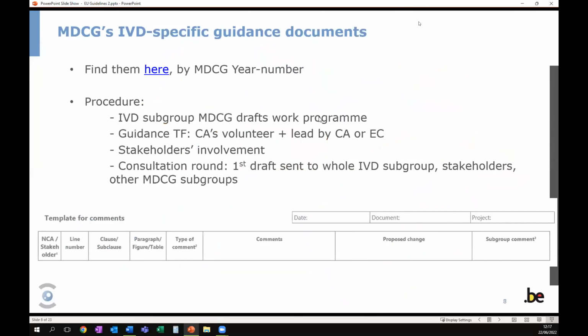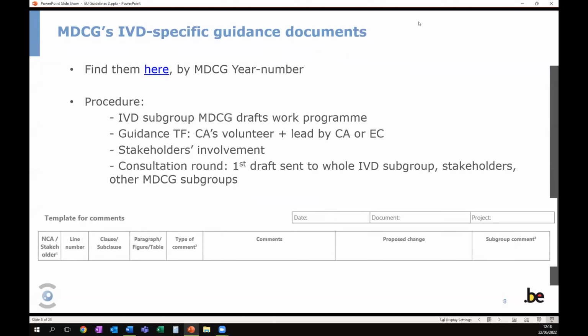So where can you find these guidance documents? I provided a link here, and they are always titled MDCG, then the year of publication and the number. So in terms of procedure, I focused now on the IVD subgroup of the MDCG. So this IVD subgroup has a draft work program, and in this work program, sometimes it's decided to work on a guidance document for certain topics. And what generally happens then is that competent authorities volunteer to cooperate on this. And these task forces are led by the Commission or sometimes by the competent authorities.